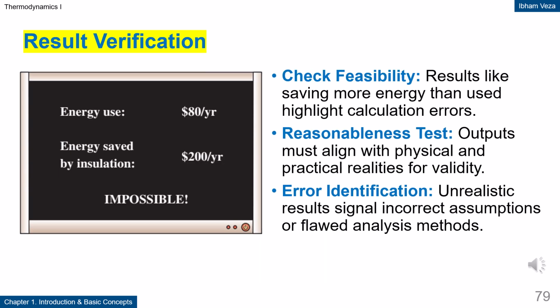Result verification. Calculation results must always be checked for physical reasonableness. If a result shows something impossible, there must be an error in the calculation or assumptions. A reasonableness check is very important for detecting errors early. This step is often neglected but is crucial in engineering practice. Result verification helps improve the reliability of the analysis.